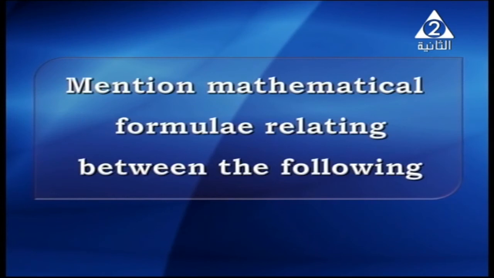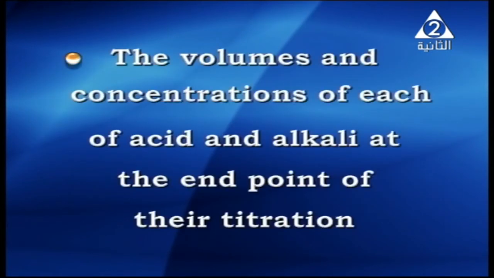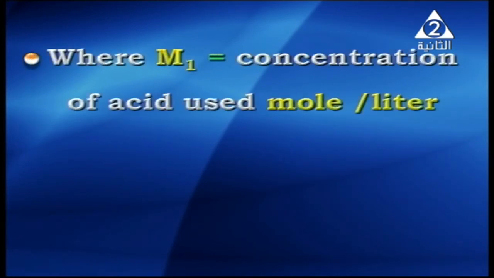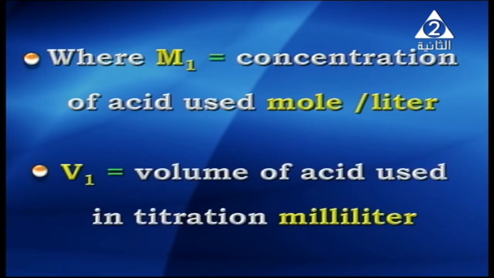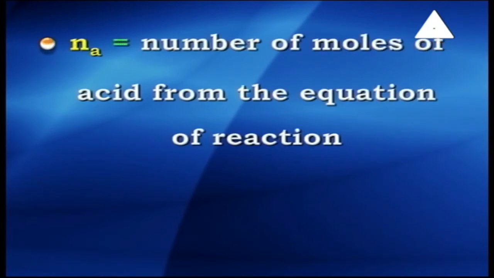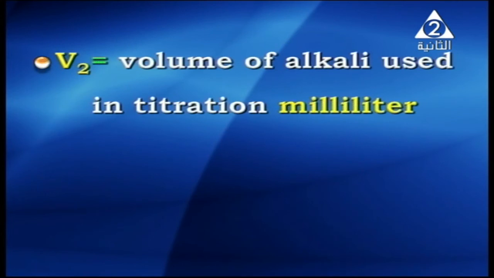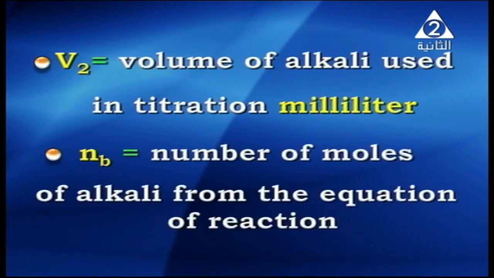Mention the mathematical formula relating between the following: the volume and concentration of each acid and alkali at the end point of their titration. M1 V1 over Na equal M2 V2 over Nb, where M1 concentration of acid in mole per liter, V1 volume of acid in titration in milliliter, and Na number of moles of acid from the equation of the reaction, and M2 concentration of the alkali used in mole per liter, and V2 volume of alkali used in titration in milliliter, and Nb is the number of moles of alkali from the equation of the reaction.